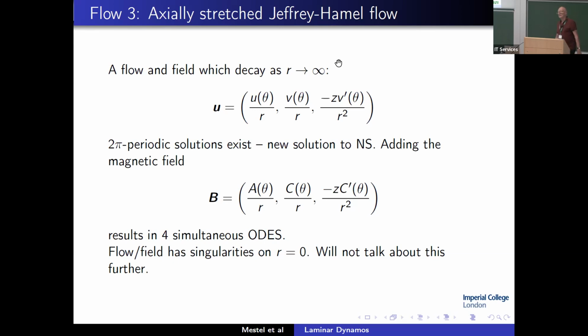I think this is actually previously unknown, that's why it's perhaps worth mentioning. And you can then find 2 pi periodic solutions, if that's what you're interested in. And then you can look for a field with the same structure, and it decays at infinity. So we don't have to worry about energy being sucked in from infinity. But of course, we do have to worry about the singularities on the axis. And I don't think this has anything to do with dynamos. So I will not talk further about it today.